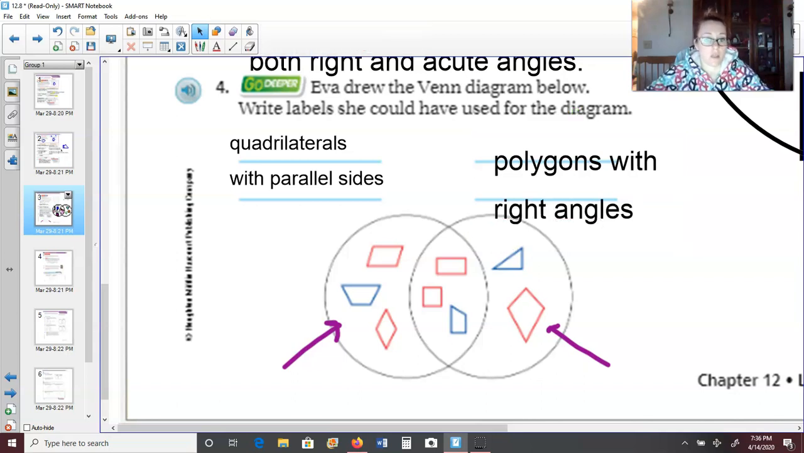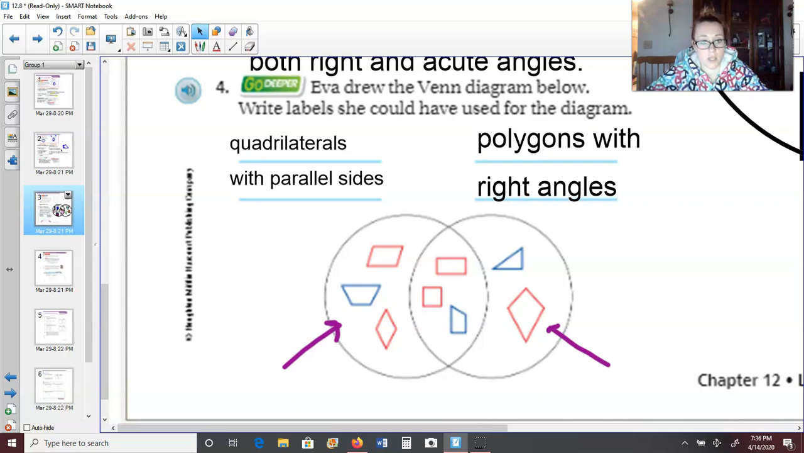angles. And that would work for the shapes in the middle too, because the shapes in the middle are quadrilaterals and they do have some parallel sides, but then they also have right angles. And then the polygons that are just on the right-hand side have right angles. And I'm thinking that it's this corner right here that they're trying to say is a right angle. And I guess it is.